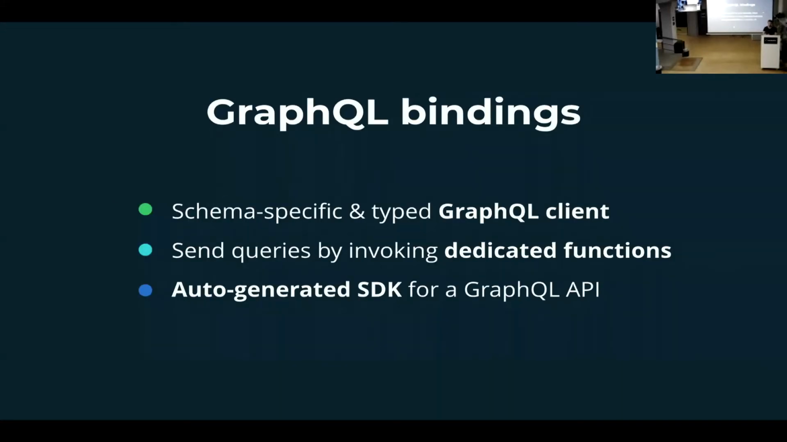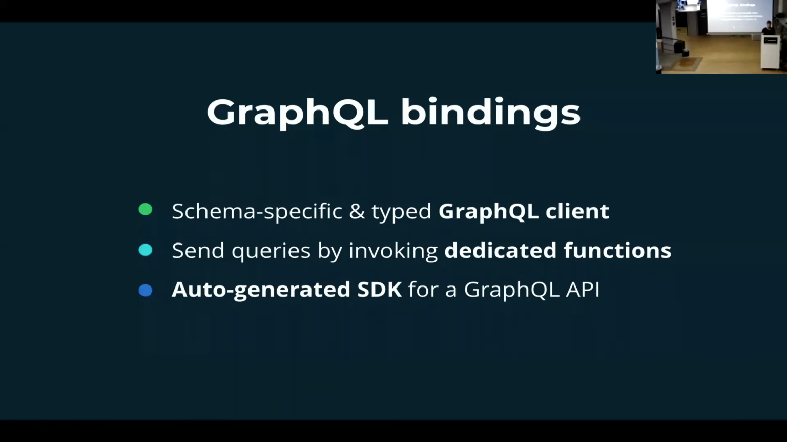So GraphQL bindings basically are schema specifics and typed GraphQL clients that allow you to send queries and mutations to a GraphQL API by invoking dedicated functions in your programming language. Just like GraphQL, GraphQL bindings are not bound to one particular language. You can write your GraphQL server in JavaScript, in Java, in Python, in Ruby. And in the same way, GraphQL bindings are also not bound to a particular language. You can somewhat think of GraphQL bindings as an automatically generated SDK for a specific GraphQL API.